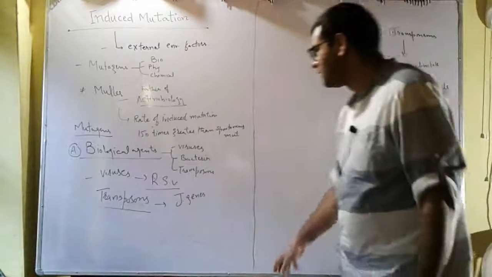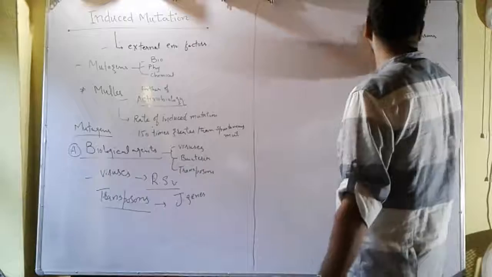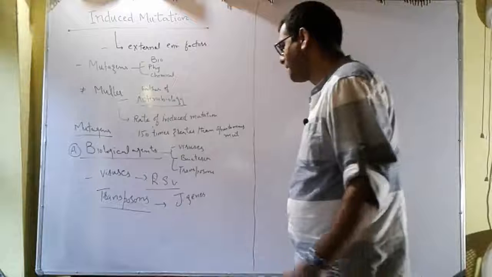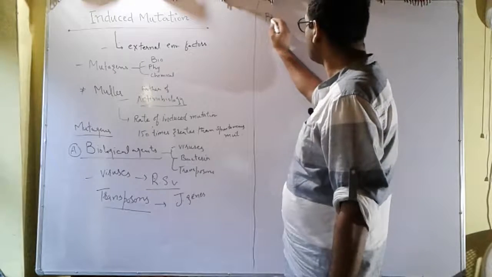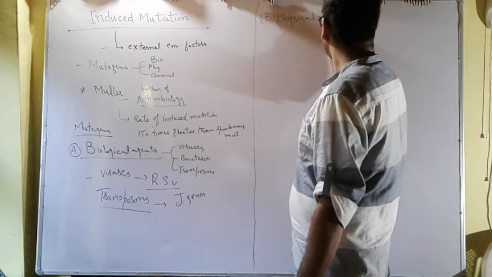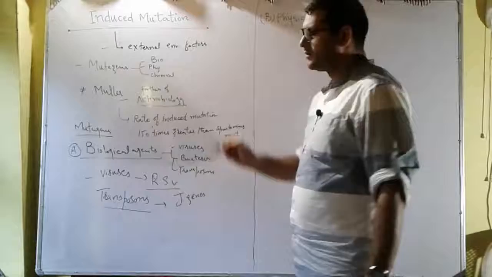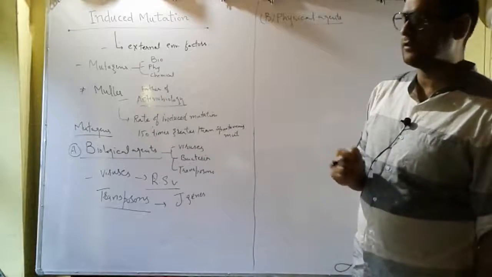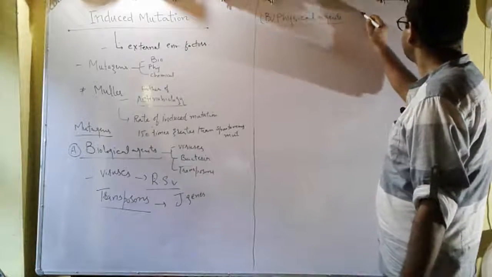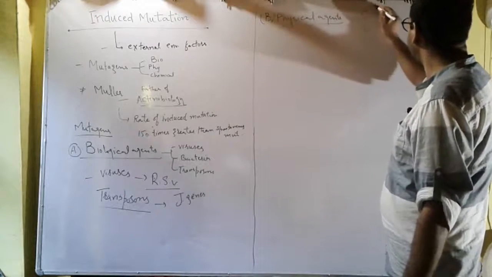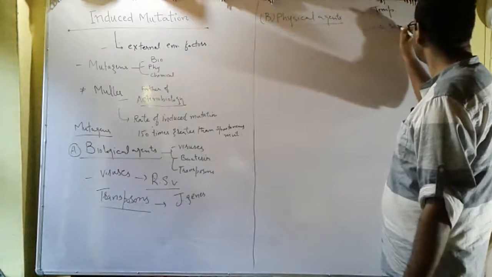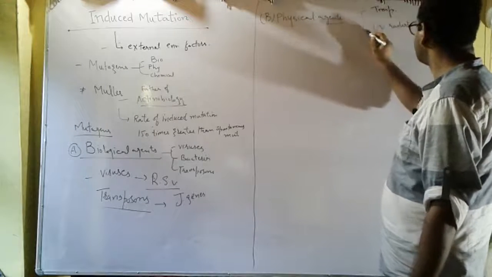These are biological agents. Then we have got another type, that is physical agents. Physical agents alter the structure of the genes and cause mutation. These physical agents can be ultraviolet radiations, temperature, and ionizing radiations.